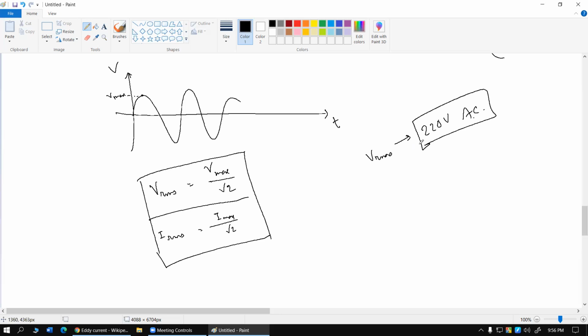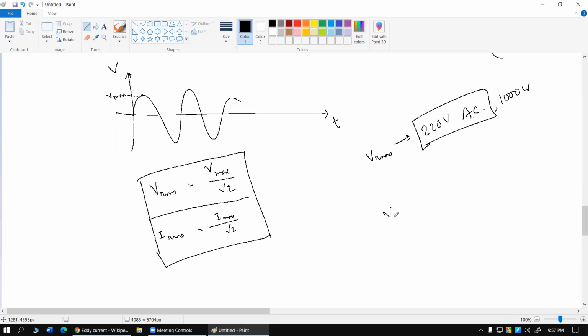So if you are trying to calculate the power output of any device, you can directly use this value. For example, if a device is labeled as 220 volt AC, 1000 watt, then you can calculate the resistance of this device by simply using P equals V squared by R, and you can also calculate how much power it takes. This value can be used for all the calculations, but it does not represent the maximum voltage of the supply.